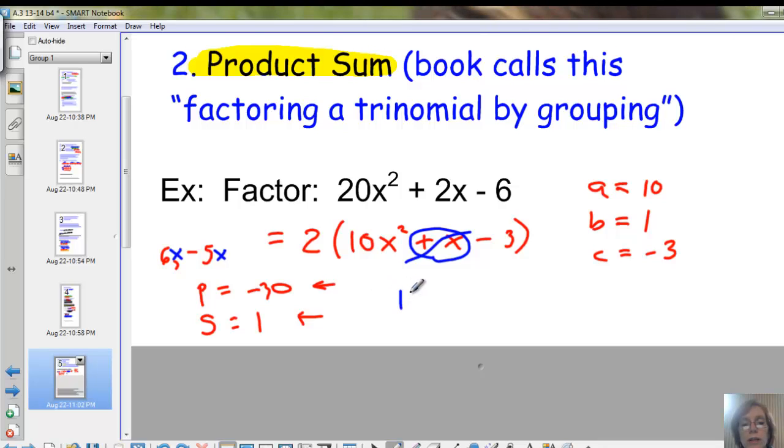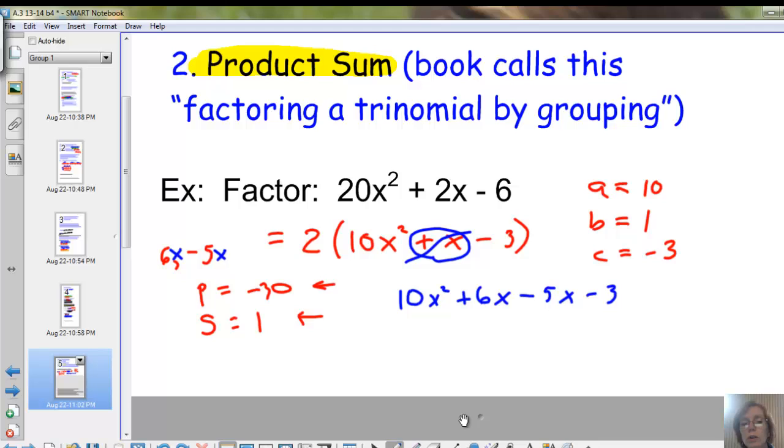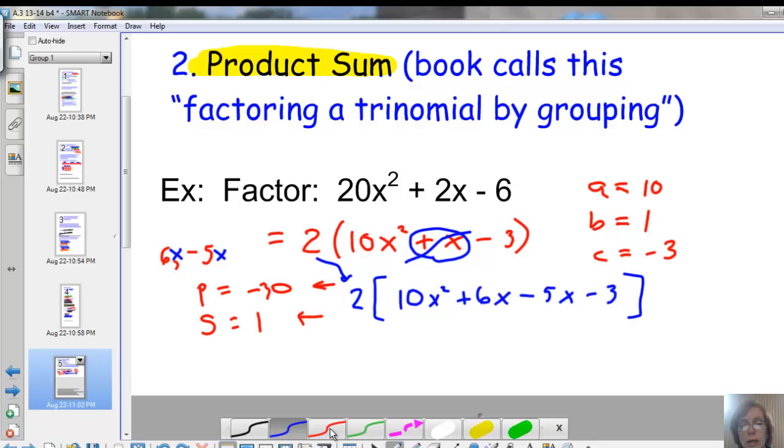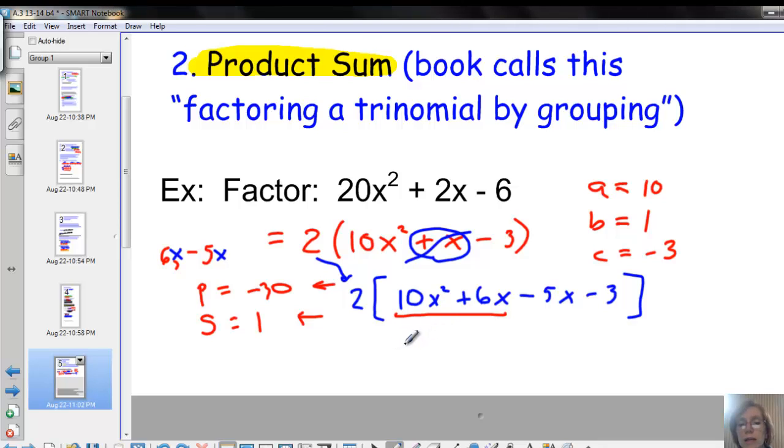So it's going to look like this: 10x squared plus 6x minus 5x minus 3. And at this point, we are going to factor by grouping. Don't worry, I have not forgotten. We still do have a 2 that's kind of along for the ride here in front of the whole thing. But let's factor by grouping like we did earlier in this lesson. What can we factor out of 10x squared plus 6x? We can factor out a 2x. What's going to be left is 5x plus 3.